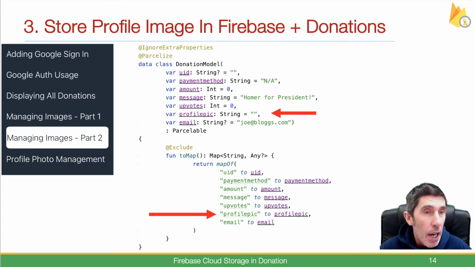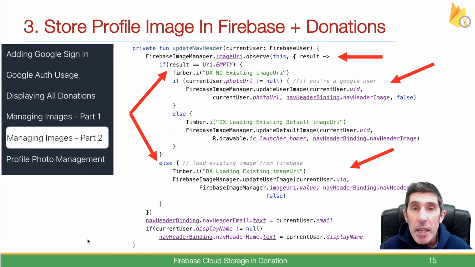All right. So inside then our update nav header, these are the extra changes that we make. We are leveraging our Firebase image manager. So there we are inside that image URI. So we're observing this, so we're keeping track of that. So anytime that image URI changes, all this will get triggered. Okay. So what we're doing is again checking to see if the URI is empty, so there's nothing there.